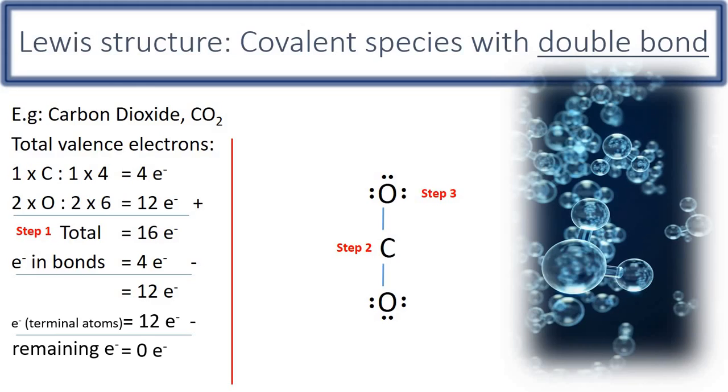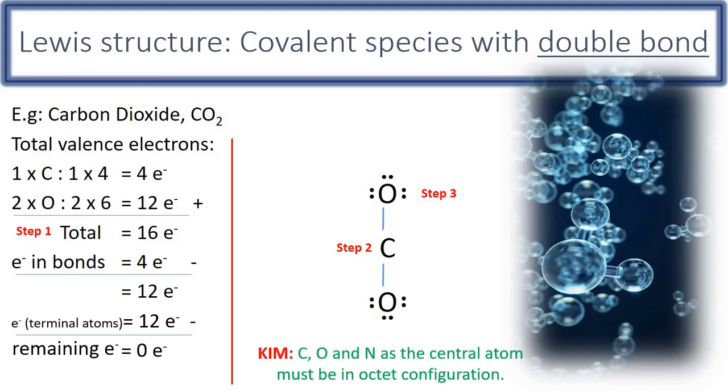But we are not finished yet. Please keep in mind carbon, oxygen and nitrogen as the central atom must be in octet configuration. As we can see here, the carbon atom has only 4 electrons surrounding it. Therefore, we have to convert the electron pairs from the terminal atom into covalent bonds until the central atom achieves octet configuration. There we have it, the Lewis structure of carbon dioxide.